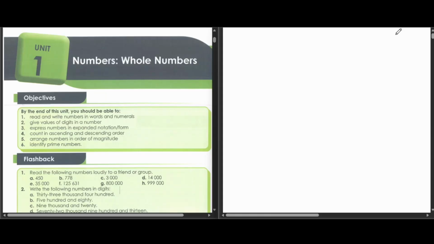Let us look at numbers. Toda kutarisa whole numbers. So we start with the objectives of this unit.